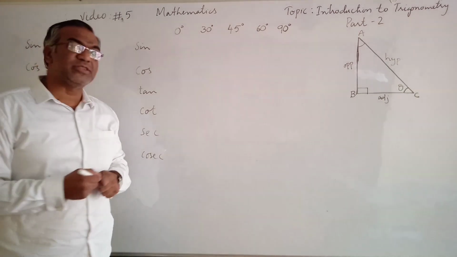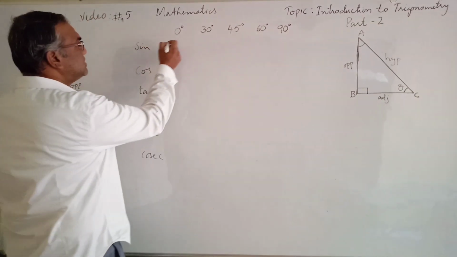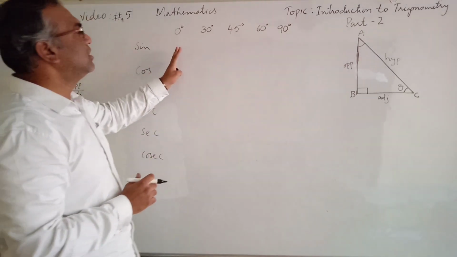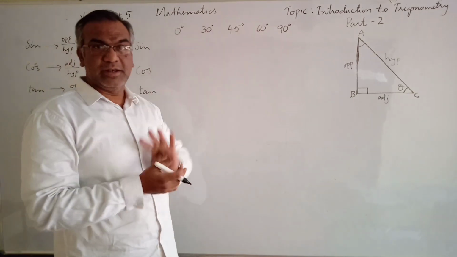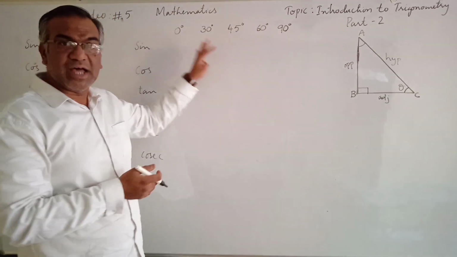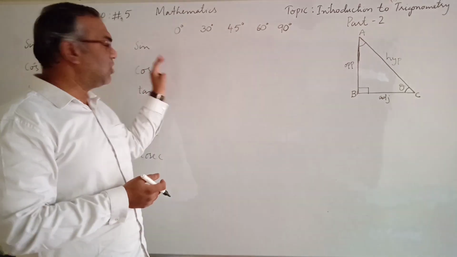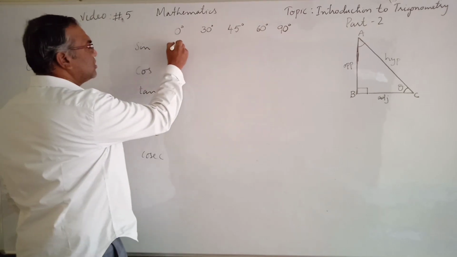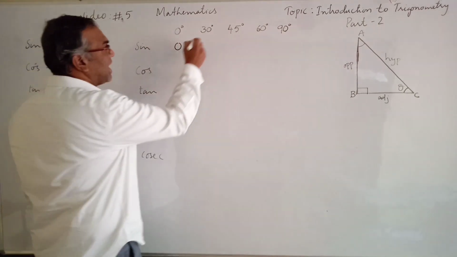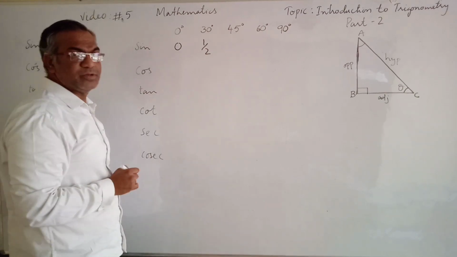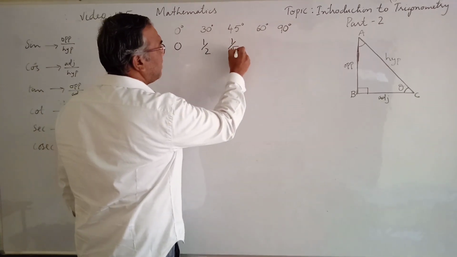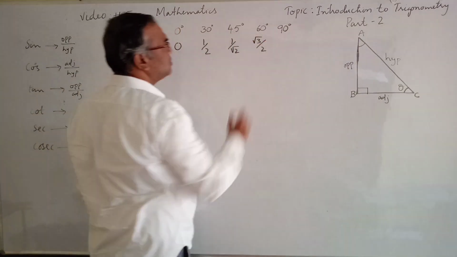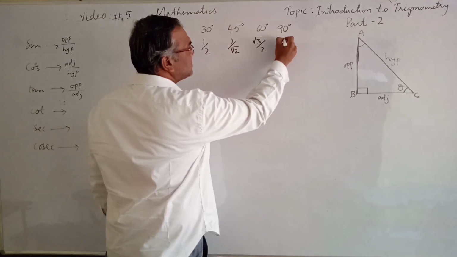So let's start with this. To write this table, you just have to remember the values of sine. If you remember the values of sine, the other values for cos, tan, cot, sec and cosec you can easily write. Sine 0 is 0, sine 30 is 1 by 2, sine 45 is 1 by root 2, sine 60 is root 3 by 2, and sine 90 is 1.